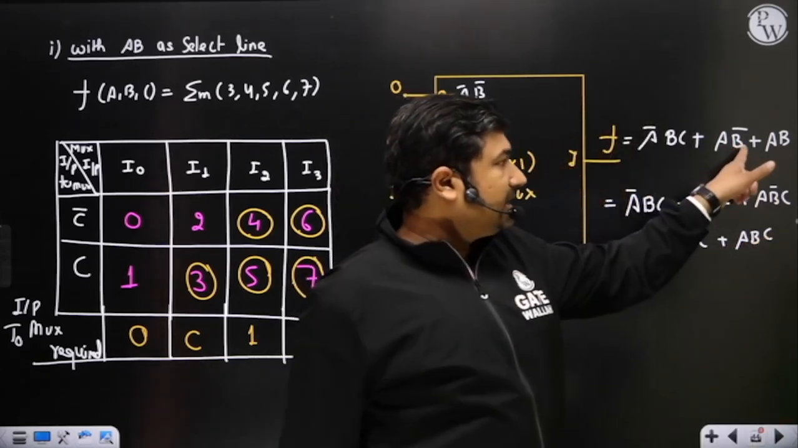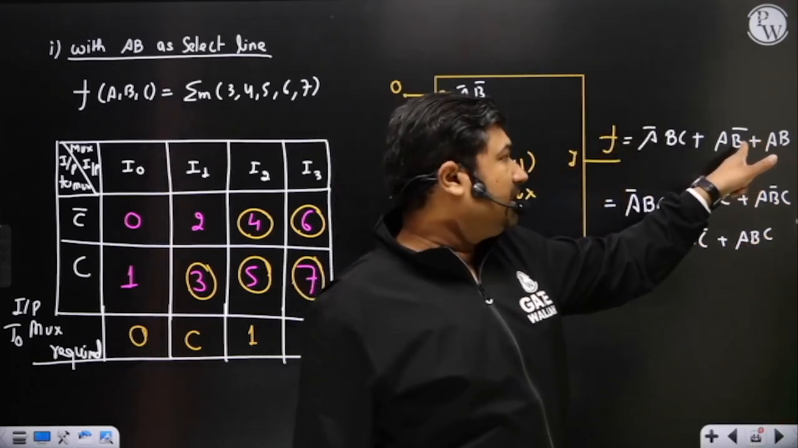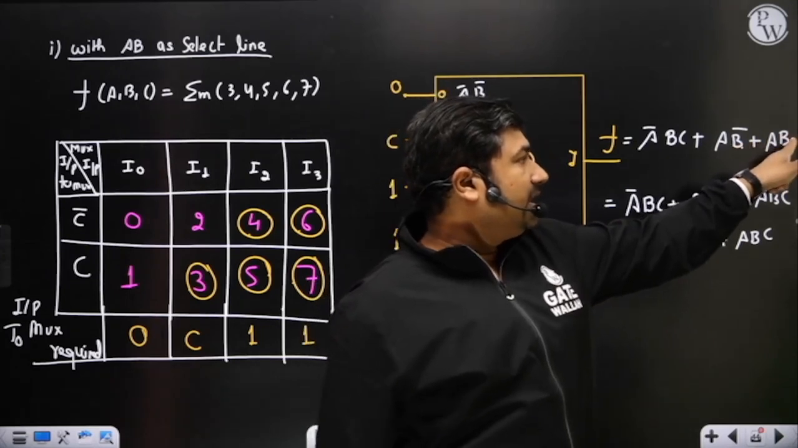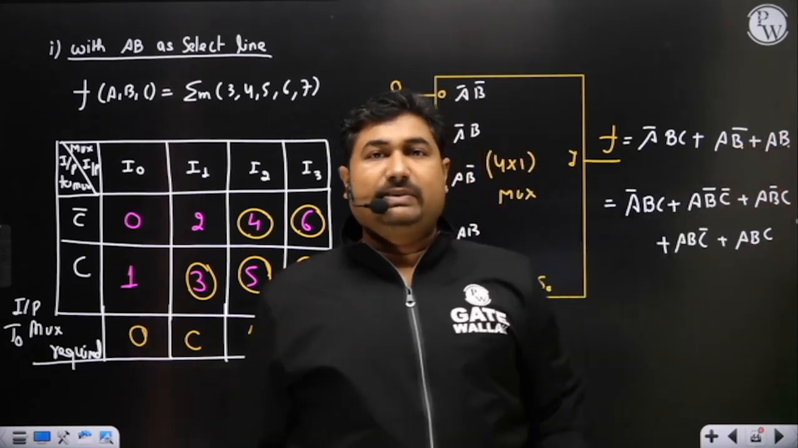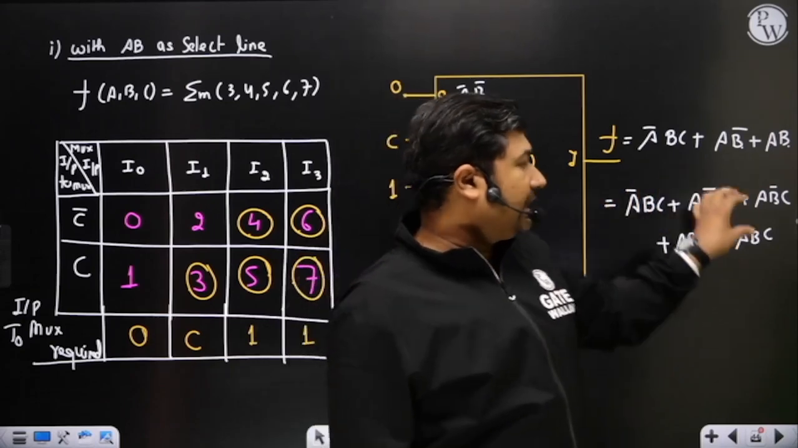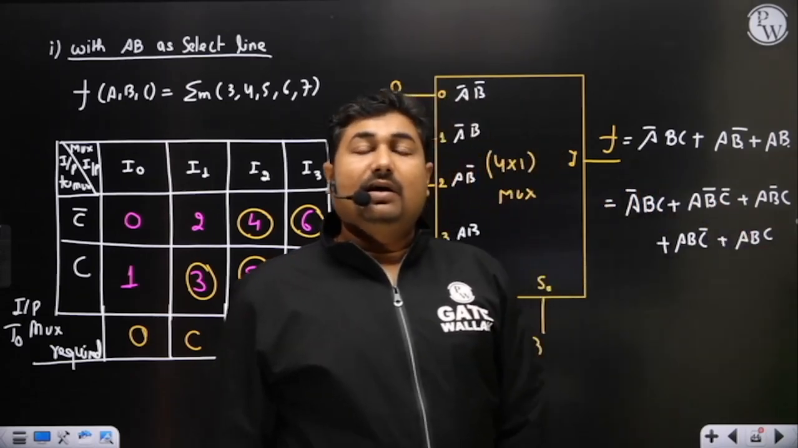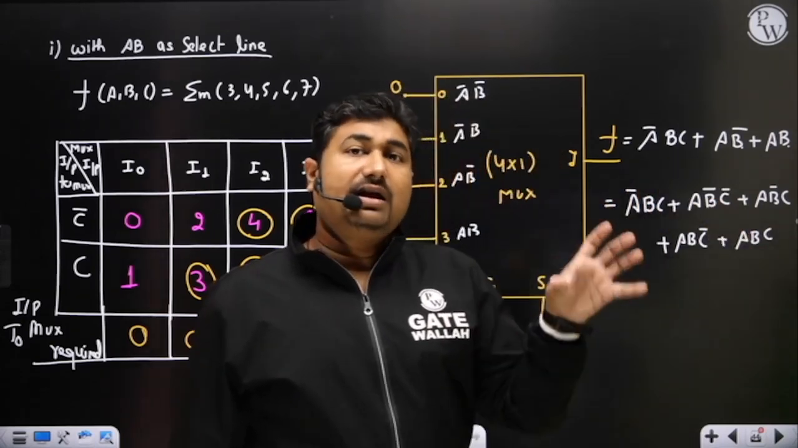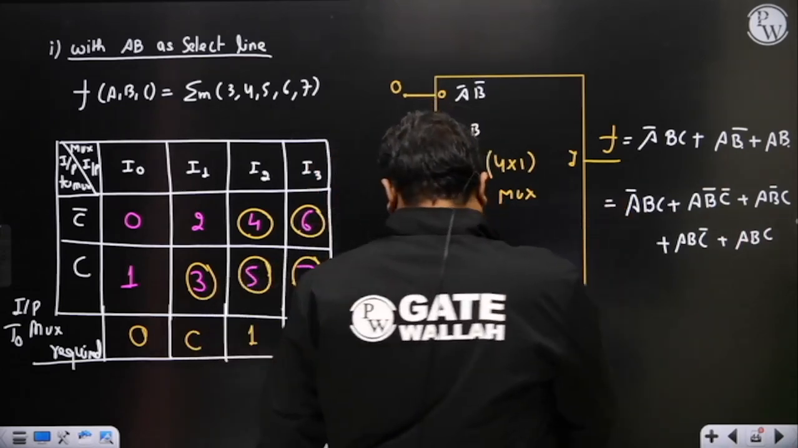I have represented here a dot 1. 1 will be replaced by C plus C bar. Here also a dot 1, and 1 will be replaced by C plus C bar. This is what we call canonical form. Each subterm of the SOP expression contains all variables. That is canonical form.